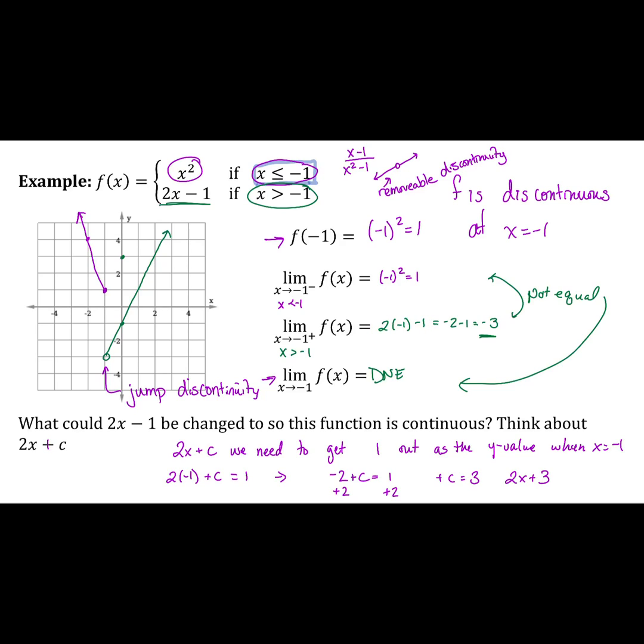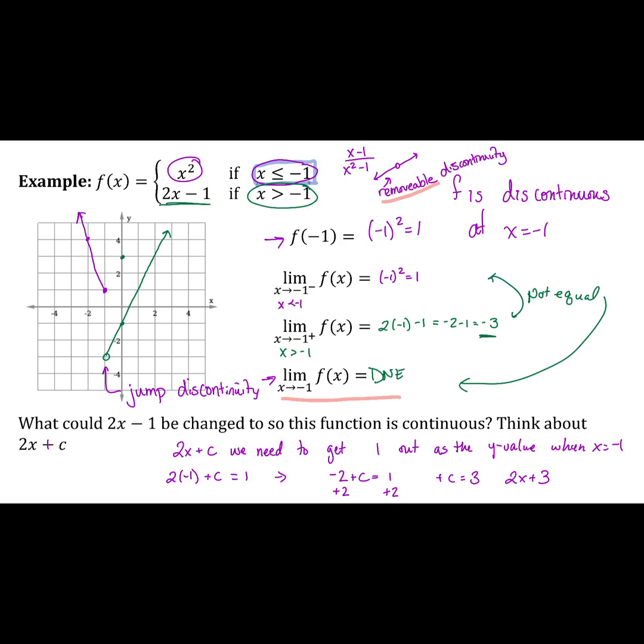But this also told us, because our right and our left-hand limit were not equal, that our function, its limit as we go to -1, does not exist. And so this piecewise function has a jump discontinuity at -1. And I think that's a great word for it because we jump from the purple graph down to the green graph. We also talked about different kinds of discontinuities that you can have.